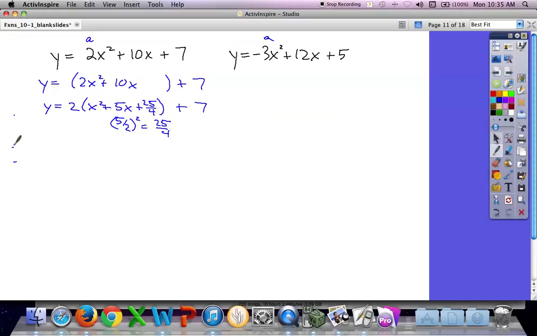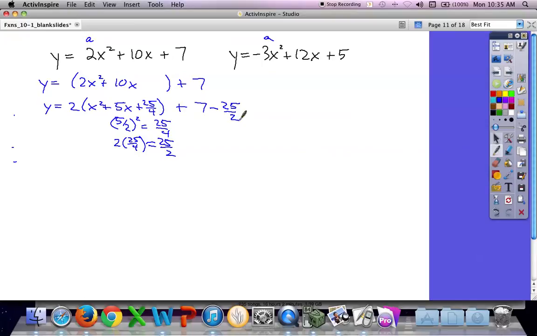Okay, now what do I have to do to balance the fact that I just added a number? Okay, but I don't subtract 25 over 4 because there's a 2 outside the parentheses. When I put a 25 over 4 there, it was really like 2 times 25 over 4. I have to subtract 2 times 25 over 4. Well, 2 times 25 over 4 is 25 over 2. So I have to subtract 25 over 2.